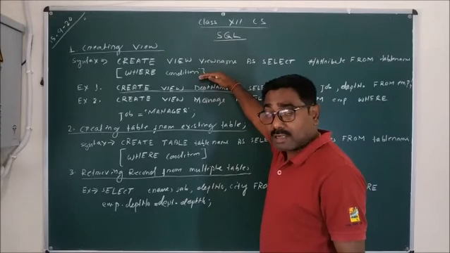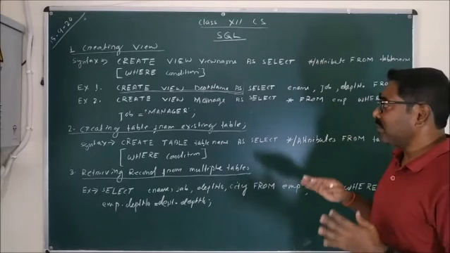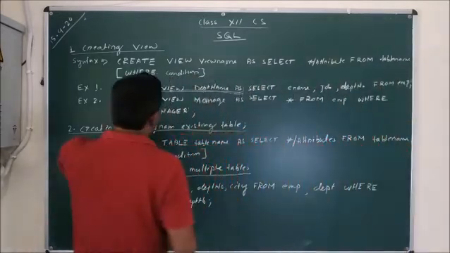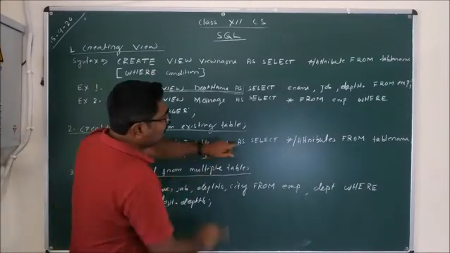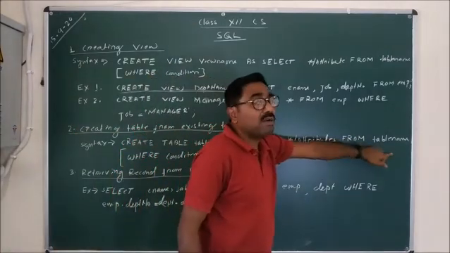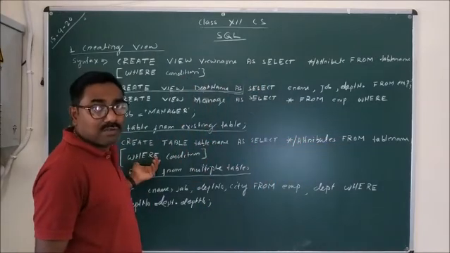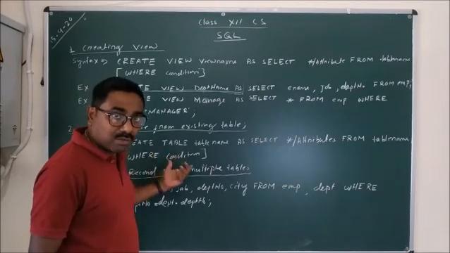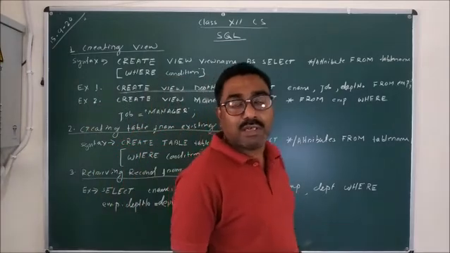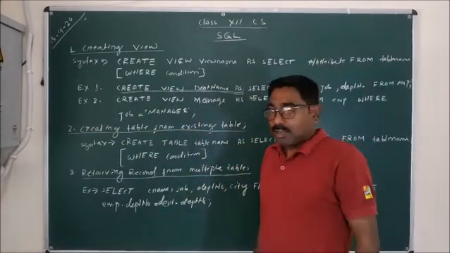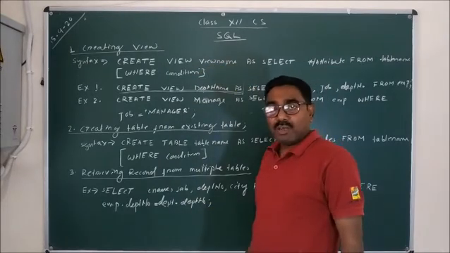So the rest of the things are the same, everything is the same, simply we have to replace the word view with the word table. That means create table name as select asterisk or attributes from table name, and again the condition is optional over here. According to the criteria you have, either you can use the condition, or without a condition also you can create a table. Now in this case a view will be created and in this case a table will be created.